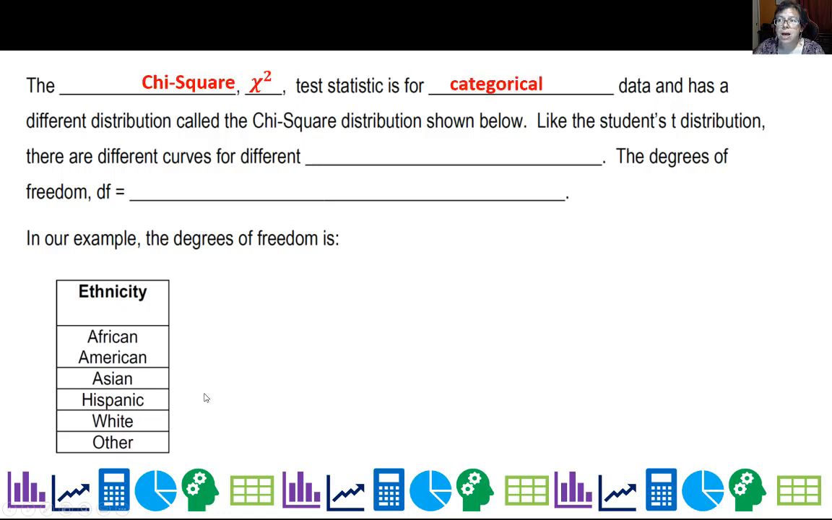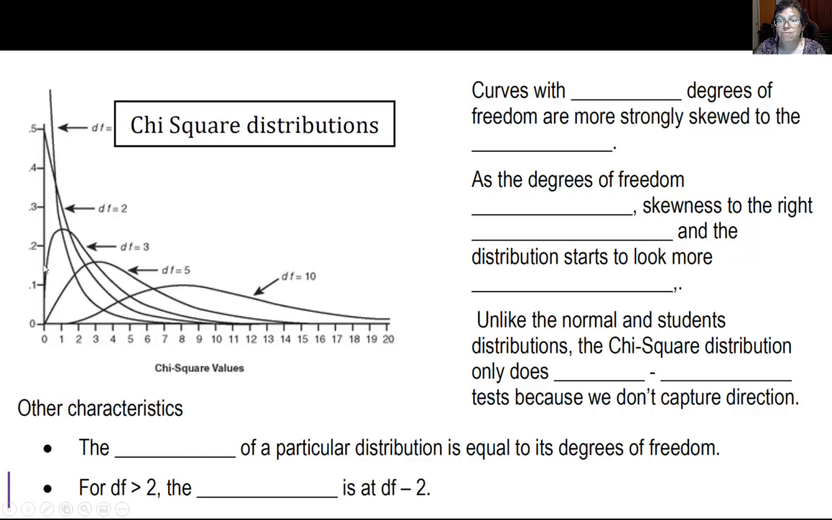Well, it's used for categorical data, so don't think that this is like sample size. There are different curves for different degrees of freedom. But instead of degrees of freedom being sample size minus 1, where I had 925 students, it's the number of categories minus 1. So in our case, we have 5 categories, so our degrees of freedom is 4. What does this distribution look like? It really changes a lot based on your degrees of freedom. If you have only 1 degree of freedom, it looks a lot like that, sort of like an exponential.